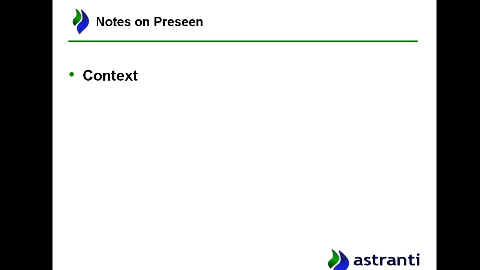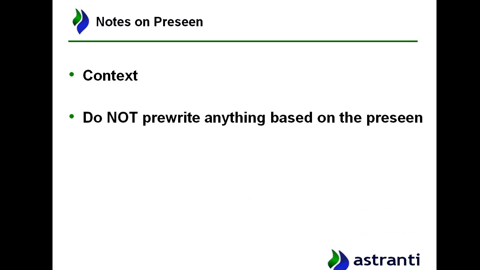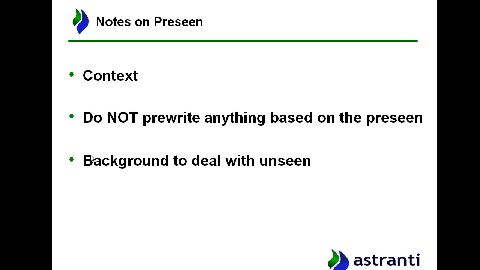So a few key things to note as we're going through it. This Preseen is the context of the company. It's the background information of the company. And as such, you shouldn't pre-write anything based on this Preseen information. This is the background knowledge that will help you interpret the unseen information you are given in the actual exam. You cannot pass the exam based purely on the knowledge in the Preseen because the examiner will expect you to answer the questions given in the exam.